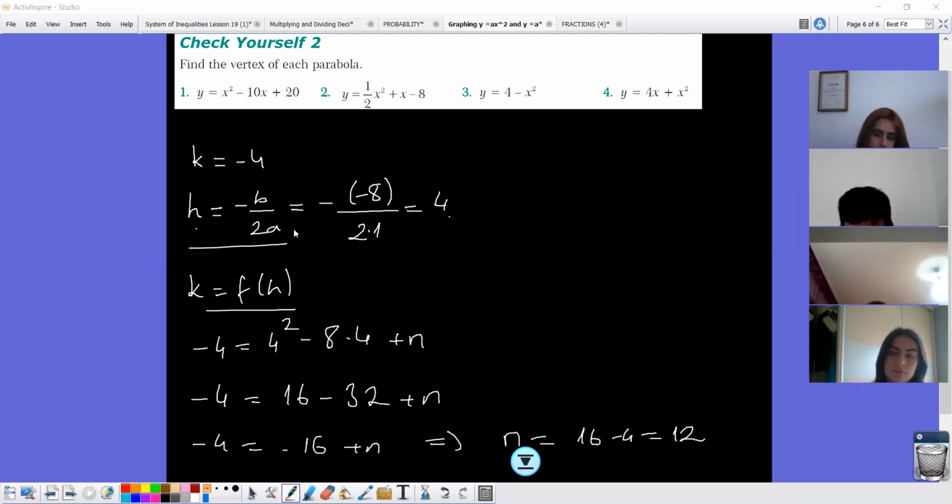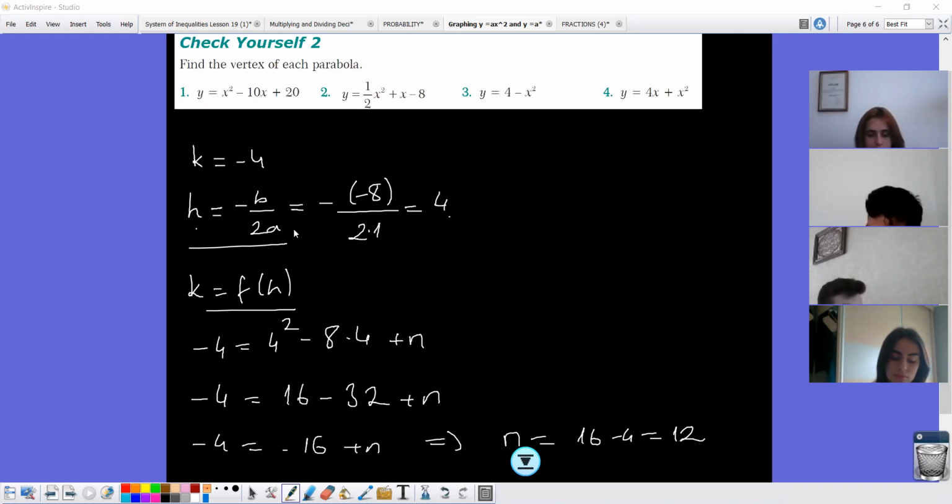So this one was the first step of drawing the graph of the quadratic function: to find the vertex point. After that, we'll have more steps. Let me show you what I am talking about.